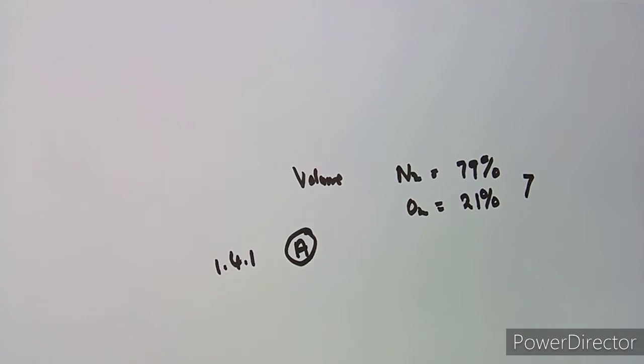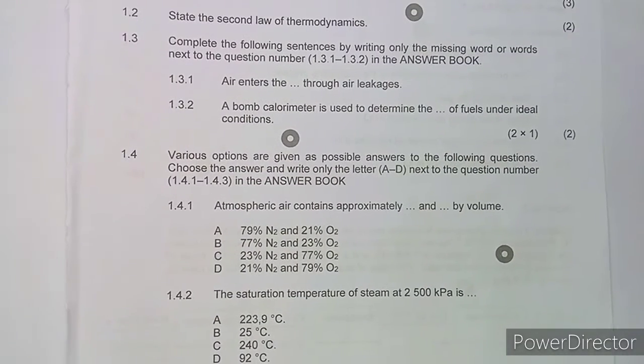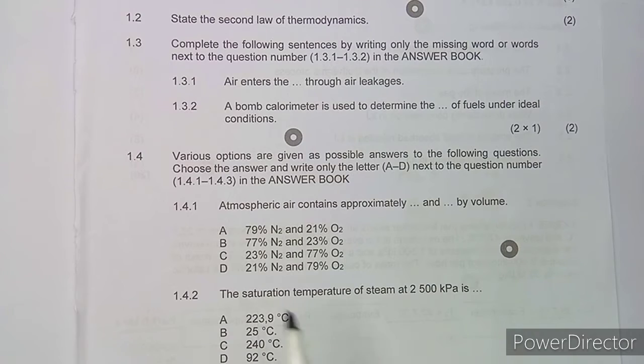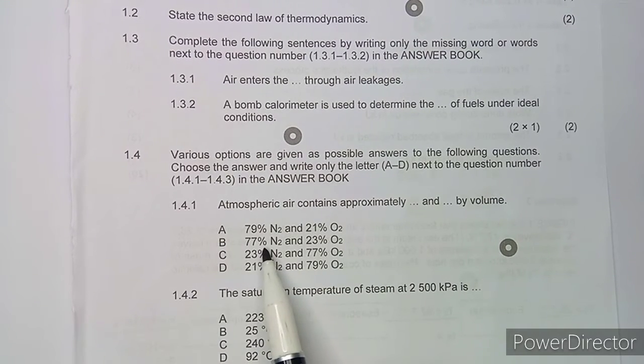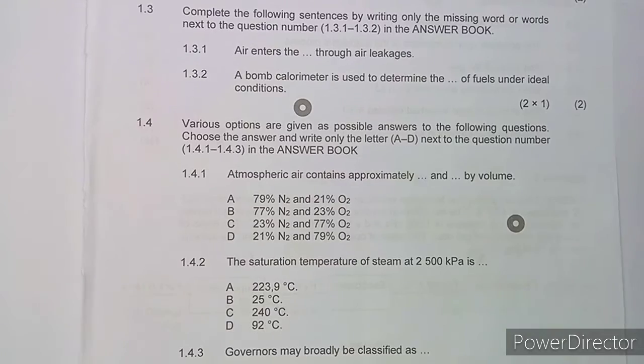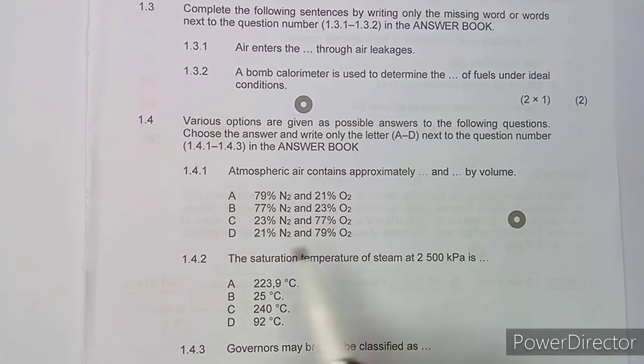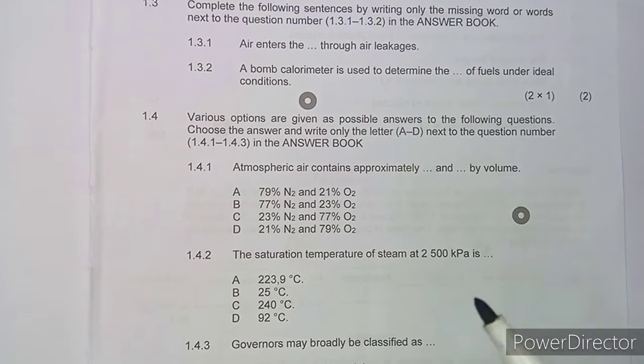Let's see another part. If it was by mass, that is where we have the opposite, 77% here. That's by mass, which is B. By volume is the first one.